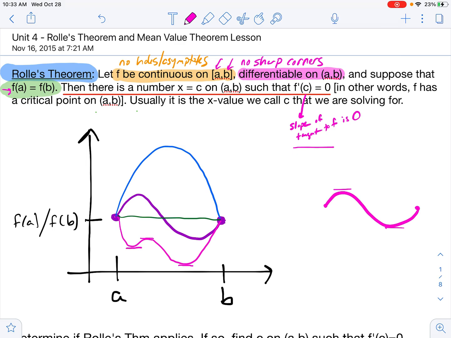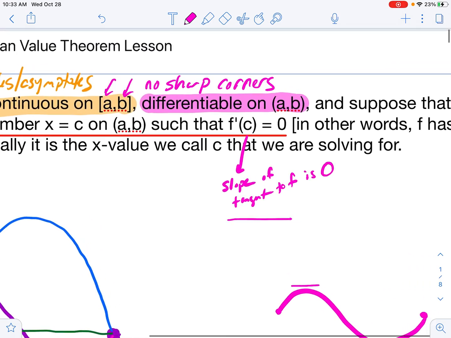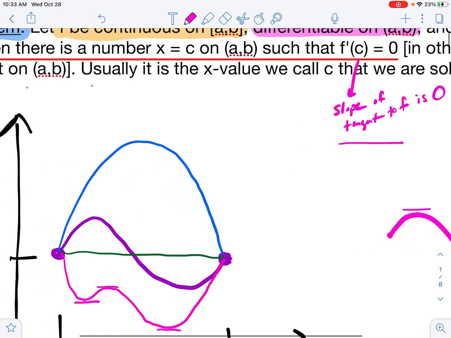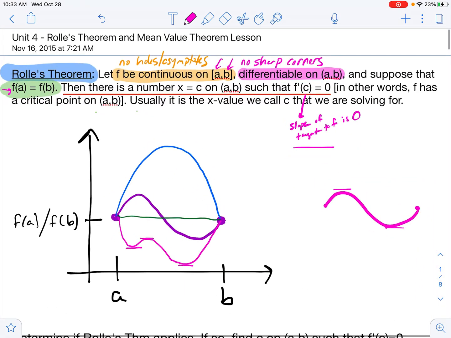Okay, and when it comes to these types of problems, usually what we're asked to do is find this x value that we call C. That's usually what we're solving for, that x value that we call C such that the derivative equals 0.